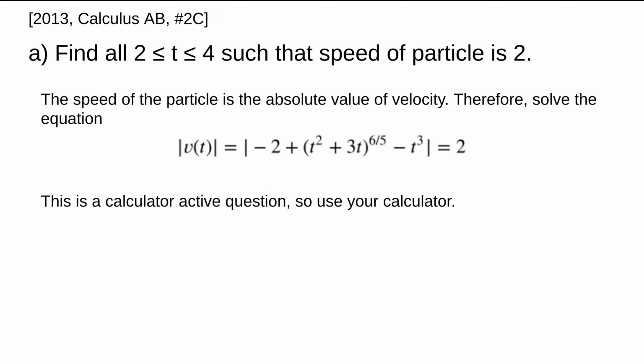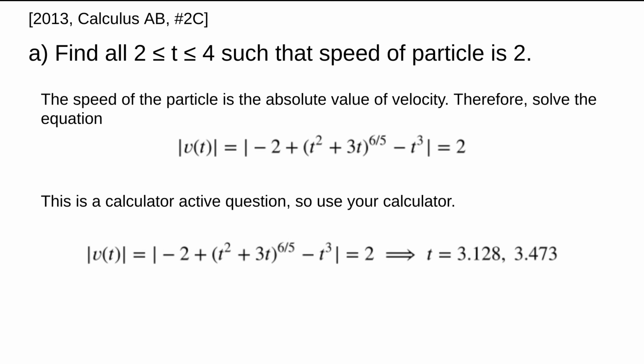If you want to graph this using your calculator, graph the absolute value of v of t, and then just graph a horizontal line, y is equal to 2. You can find that the points of intersection there are 3.128 and 3.473. So at those two times, which are both between 2 and 4, the speed of the particle would be 2.